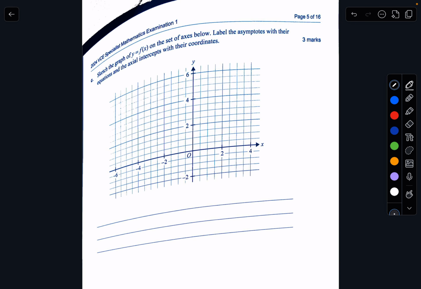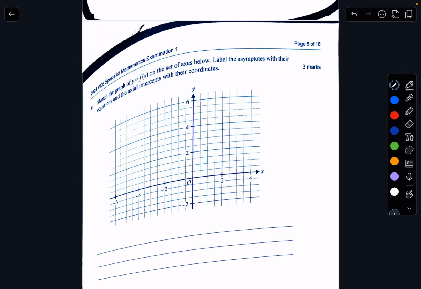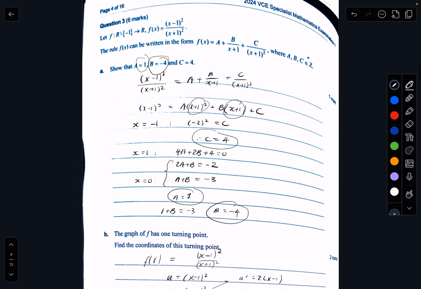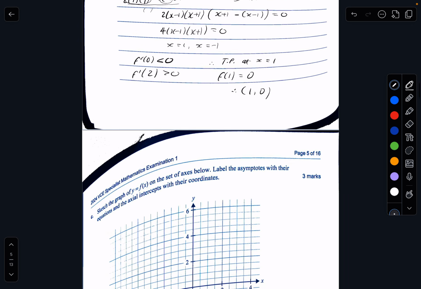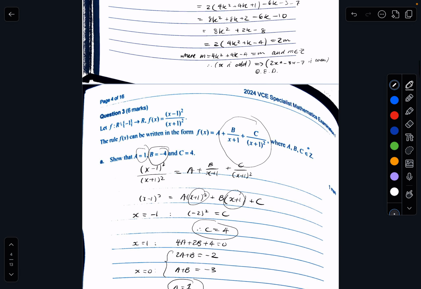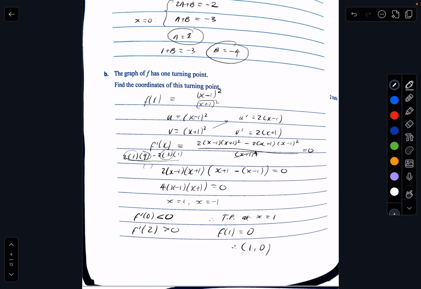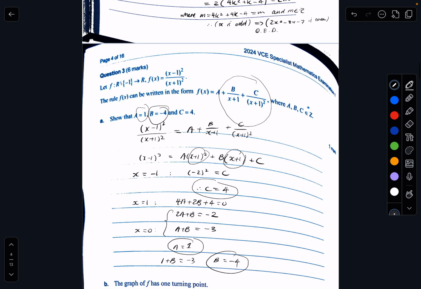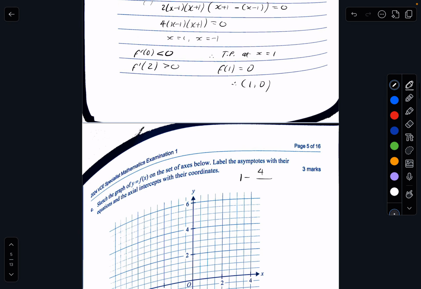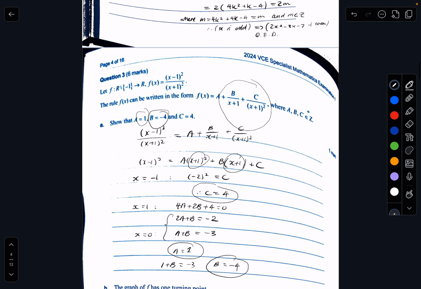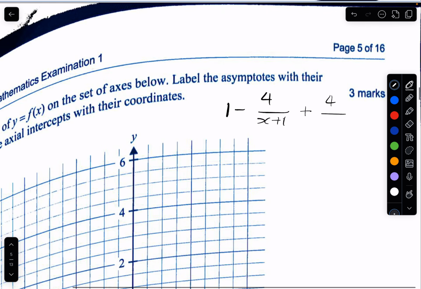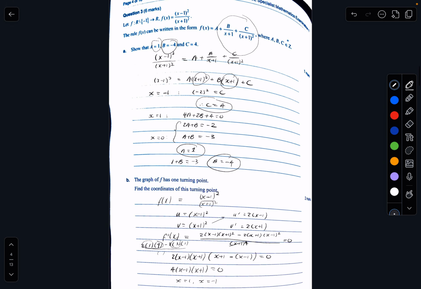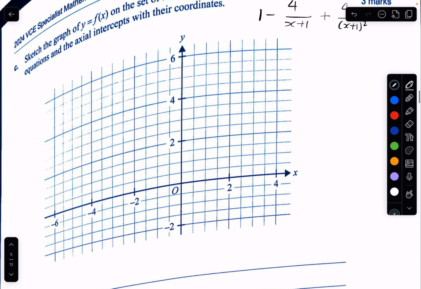Sketch the graph of f of x on the set of axes. Label the asymptotes with their equations. Okay, so we can use this form. So it was 1 plus b, which was negative 4. So 1 minus 4 over x plus 1 plus 4 over x plus 1 squared, was it? Okay, so our only vertical asymptote will be x is equal to negative 1.